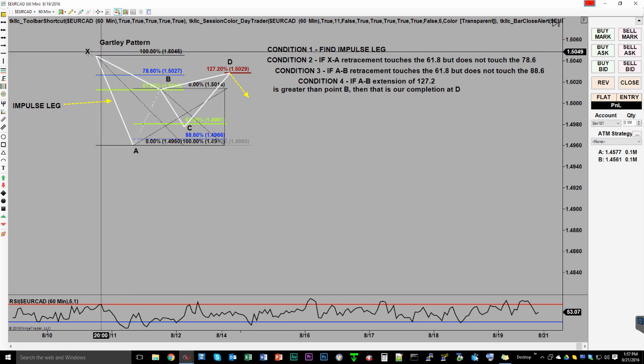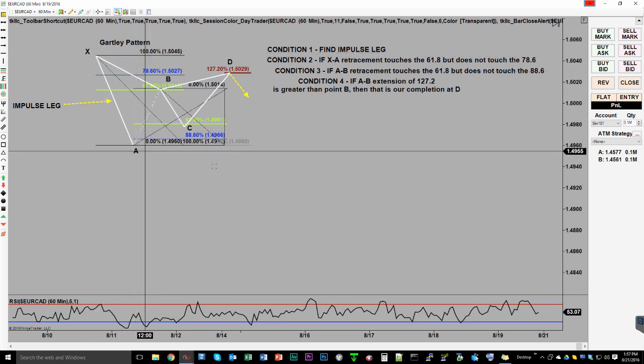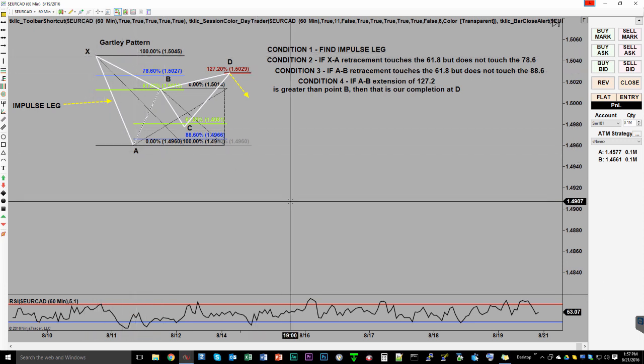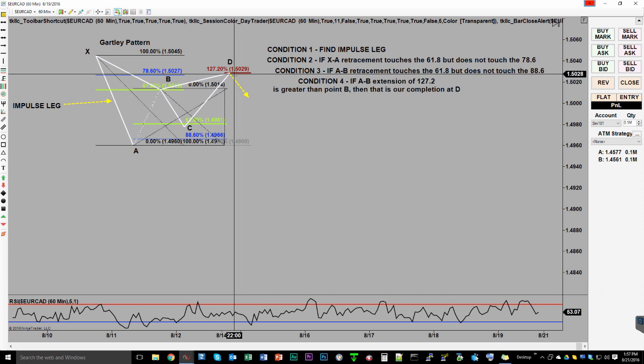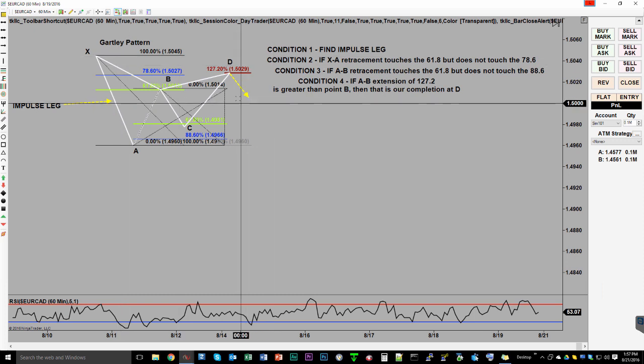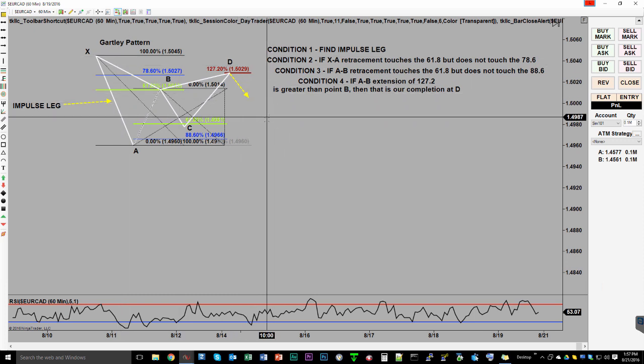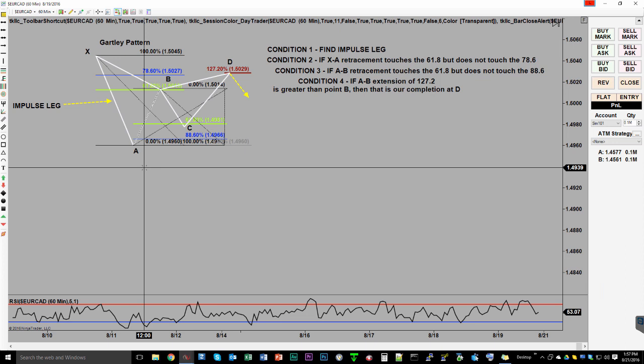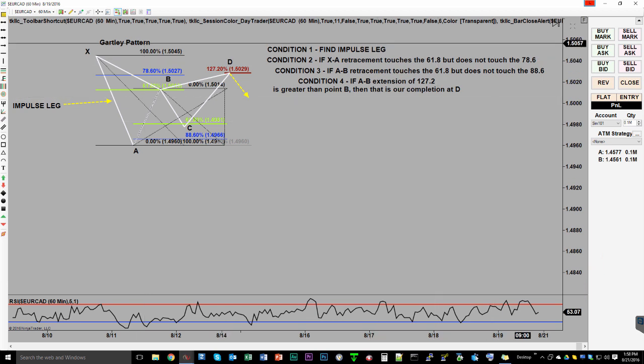And if the impulse leg is high to low, the trade will be a short. In this case, we were looking to sell at 1.5029. Stops will go above X, and then targets will be at a Fibonacci retracement of A to D. We'll get into the target placement and stop placement on a real example in a second, but that's the rule set. So you know how to trade this Gartley pattern. Let's look at a real example.